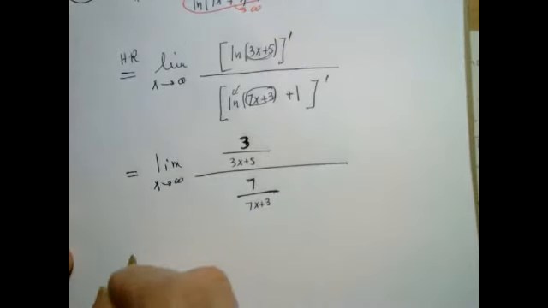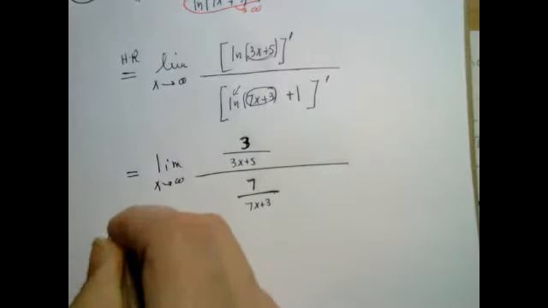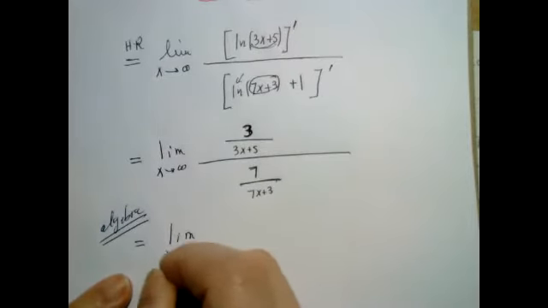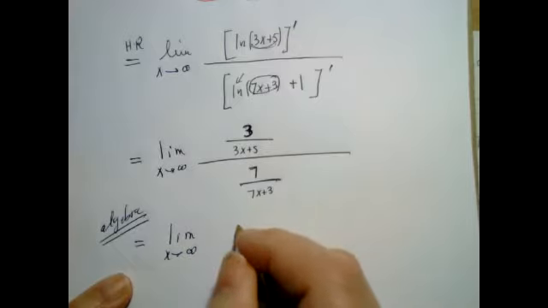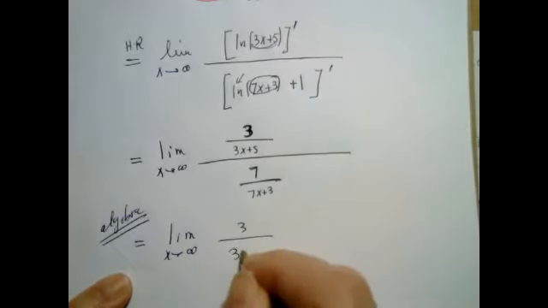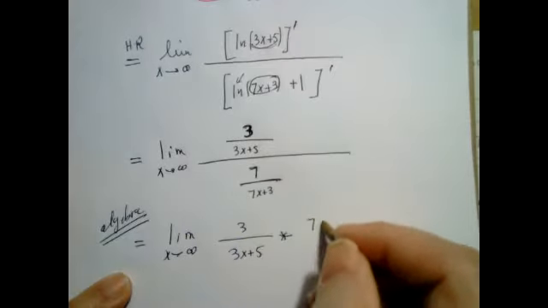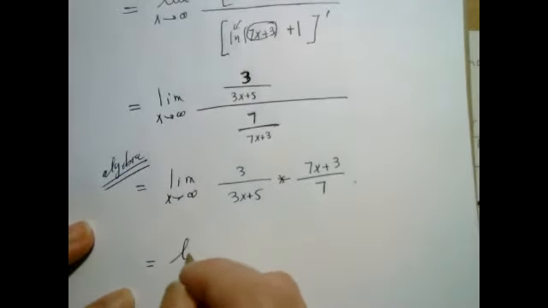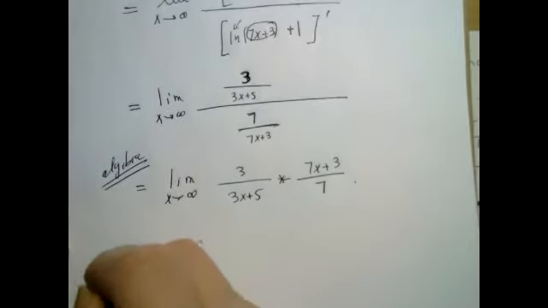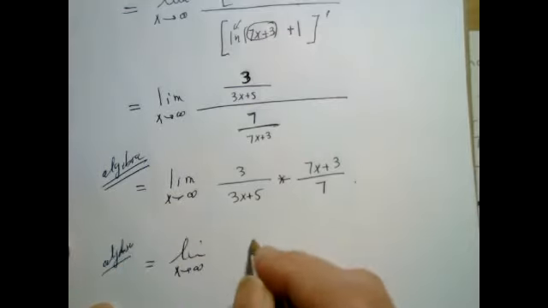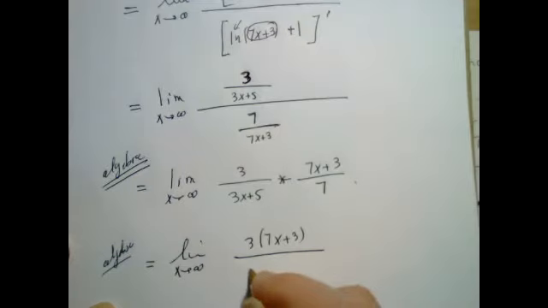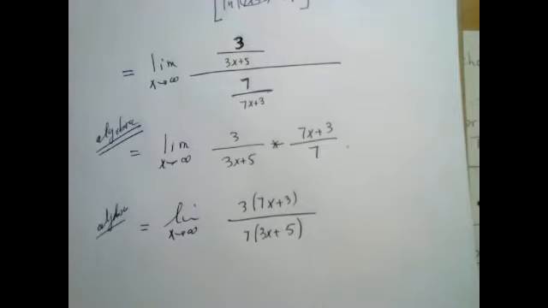So before I even compute the limit, now I'm not doing limit. I'm just doing algebra, just to simplify it a tiny bit. So I will get the limit as x goes to infinity, and I use the property of fractions. So this will become 3 over 3x plus 5 times that over 7, which is the limit as x goes to infinity. I'm still doing algebra to simplify it a little bit, of 3 times 7x plus 3 over 7 times 3x plus 5. Now it looks actually much easier to deal with. It's not really as hard as before.